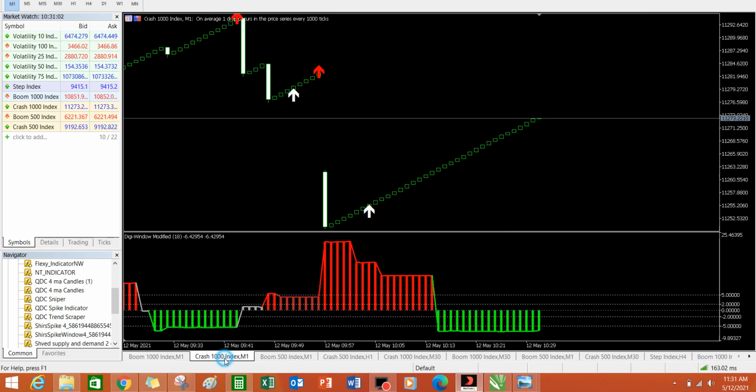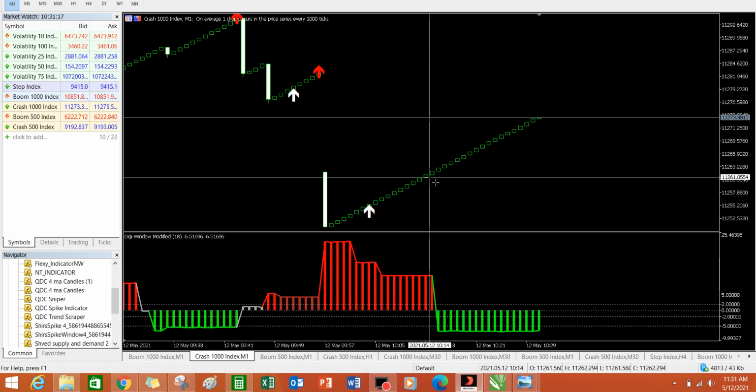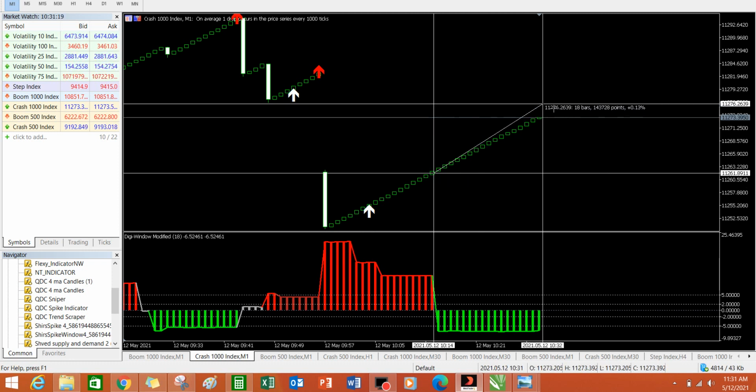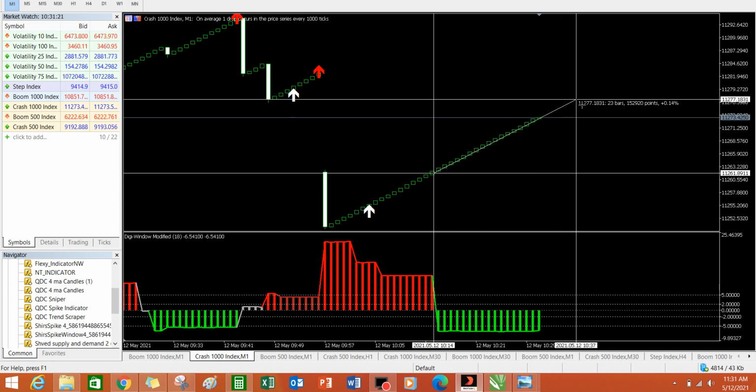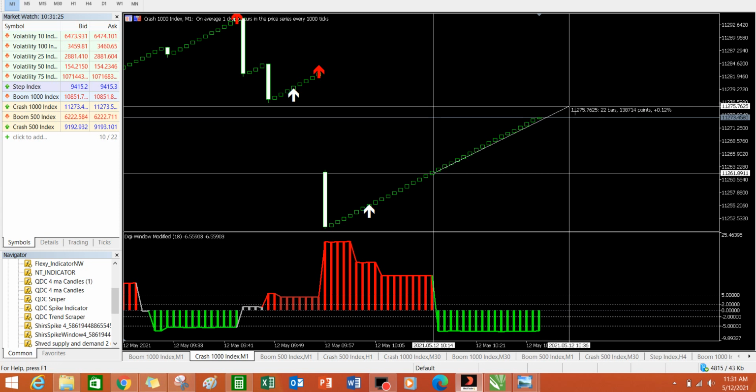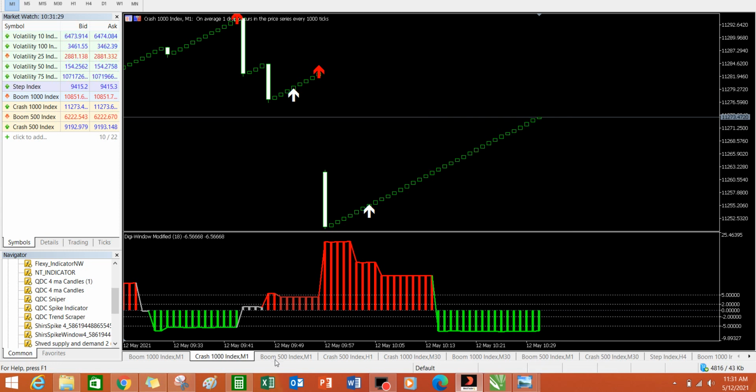Let's check what is happening with crash 1000. For crash 1000, it has been crashing for a while after getting to this resistance level. Right now it has gotten to this support level and it is going back on uptrend. So you should be expecting a drop down candle or a spike to happen around here. I expect you to exit the market just before it gets to this place. Somewhere here you should exit the market. That will have given you 22 one-minute candles.